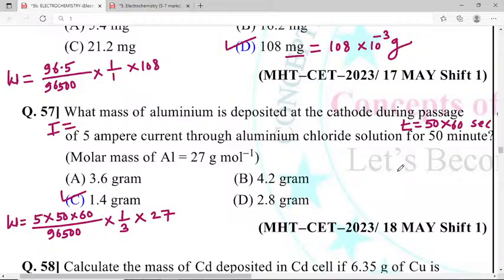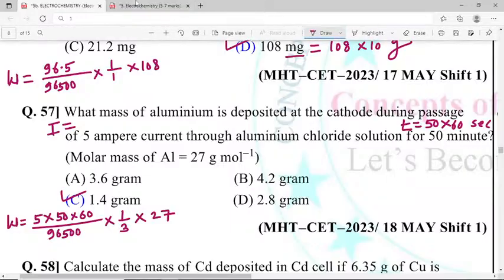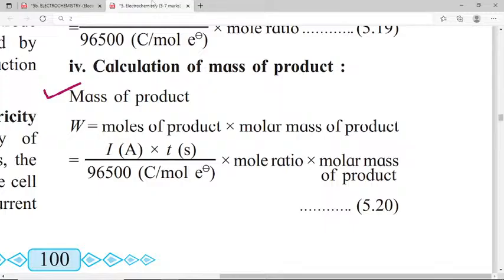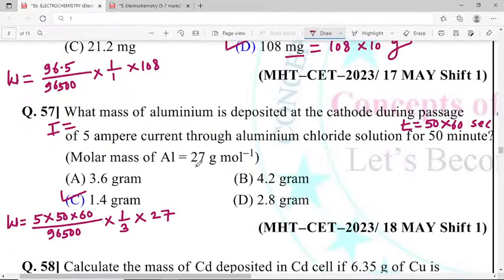Calculation should become fast and accurate. Always remember, if you calculate fast and accurately, you will have the maximum chance to solve all the questions, 50 by 50 in chemistry. Get it? Again, I am using the same formula here: current in ampere, time in second, 96500, mole ratio, molar mass. Mole ratio of aluminum is 1 by 3.